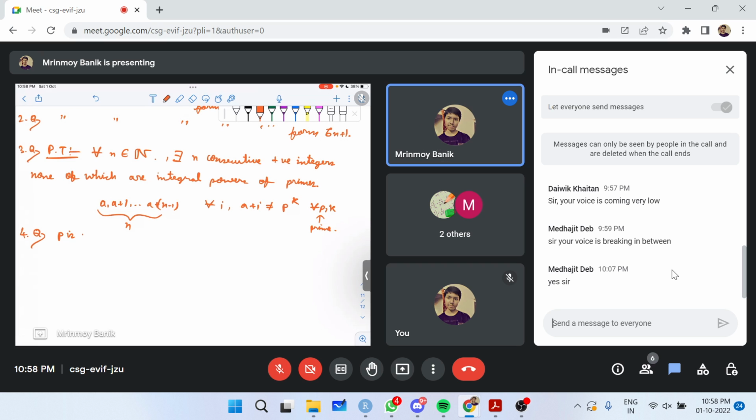p is a prime and p doesn't divide a, and also p doesn't divide b, for two integers a and b. Then show that p divides a to the power p minus 1 minus b to the power p minus 1.